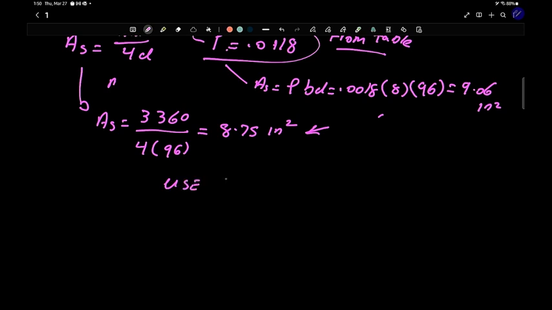So now we can say, if you go to the table, we can use 10 number 9, that will give us 9 inch squared at each end. Remember, the wind on a wall comes from both sides. So we're assuming that way.